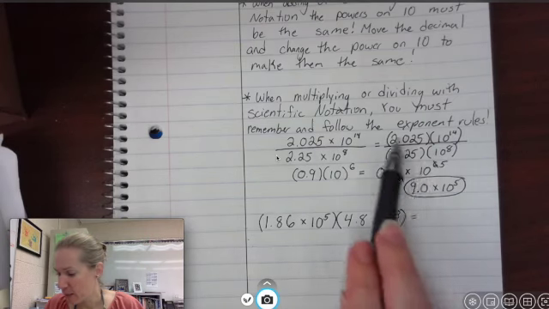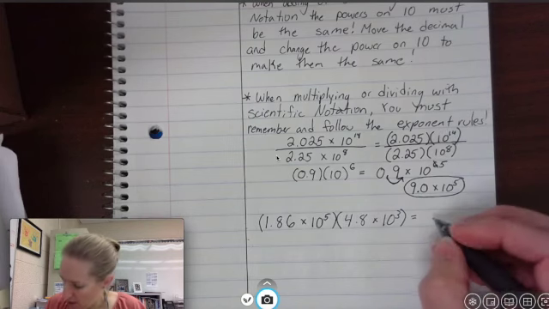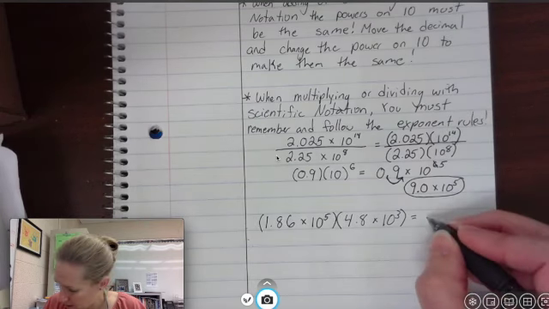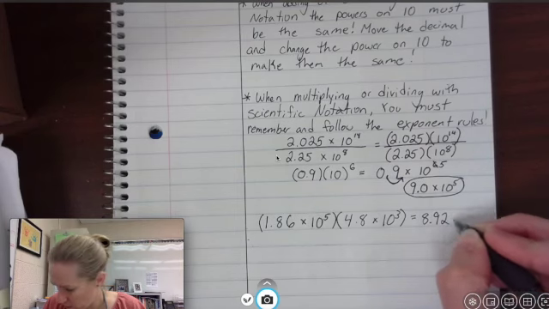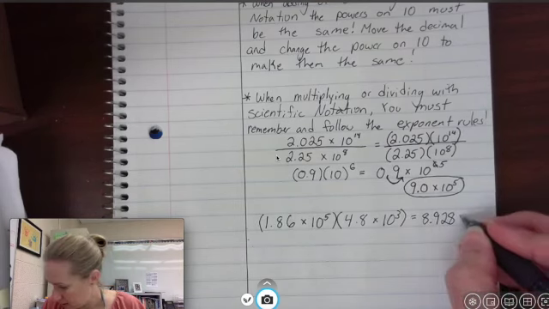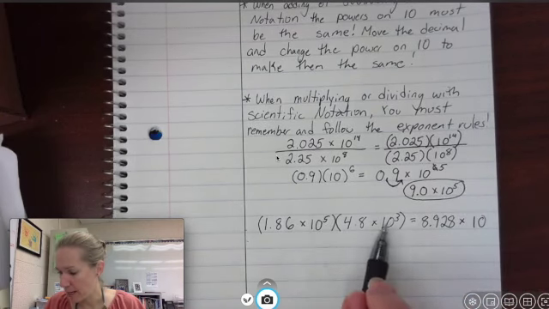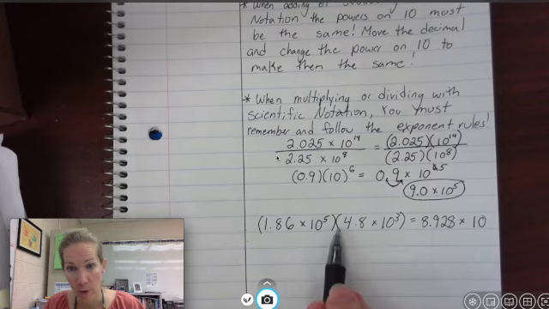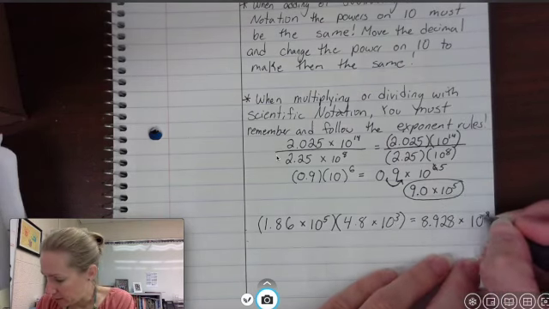So, just like up here, we can multiply our numbers together. That would get us 8.928 times 10. Now remember, when we're multiplying like bases, and that's what we're doing here, we're multiplying like bases of 10, we add the exponent. So 5 plus 3 is going to be 8.